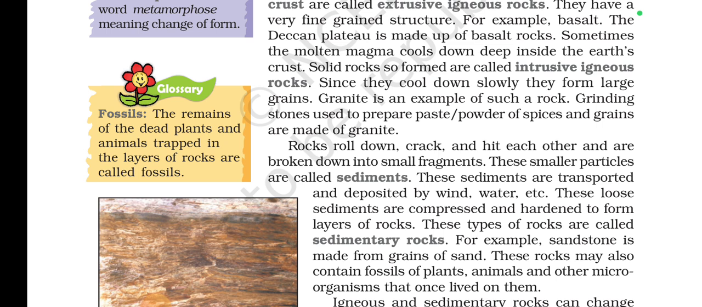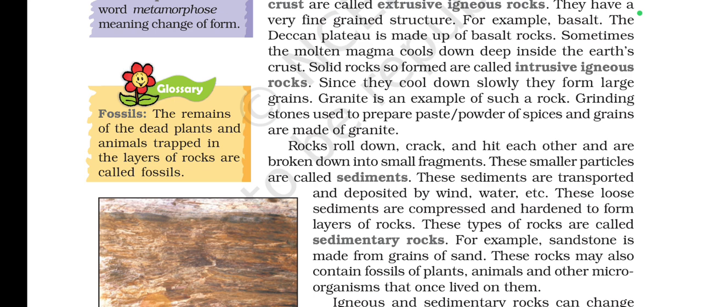These sediments are transported and deposited by winds, water, and glaciers, which are erosional agents. These loosened sediments are compressed and hardened to form layers of rock, and these types of rocks are called sedimentary. Basically these are formed when things become sediment and settle down somewhere.